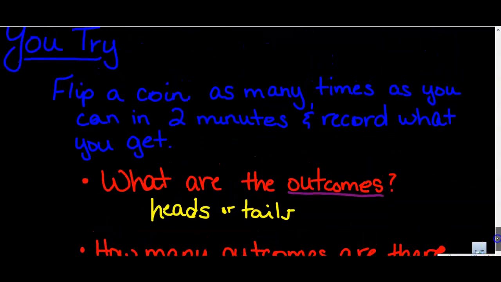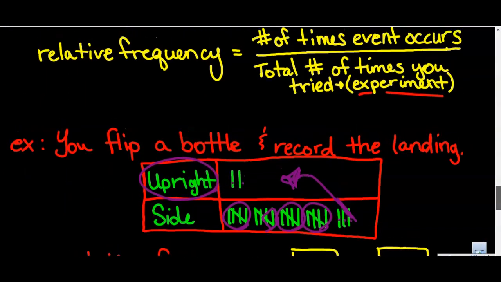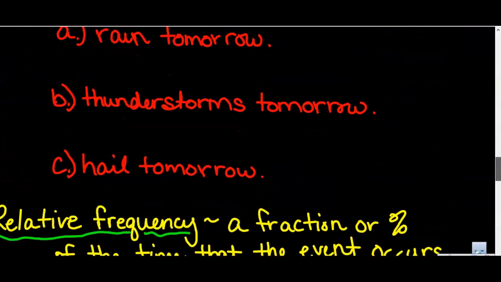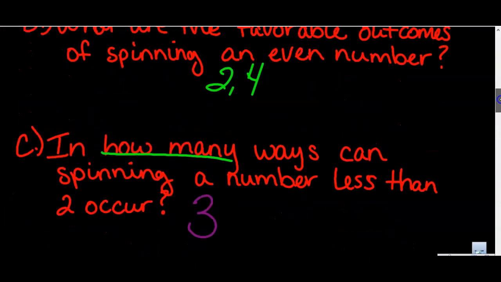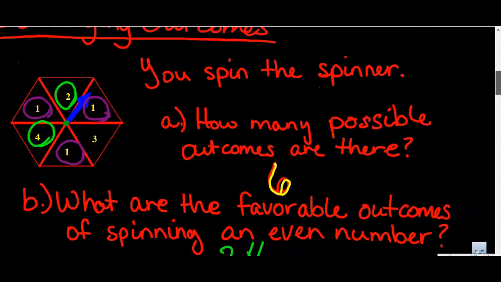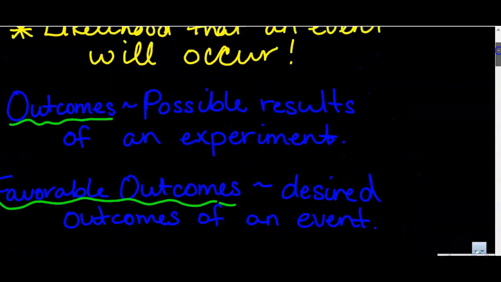In this video, we discussed how to calculate relative frequency of an experiment, describe the likelihood of an event occurring, and how to identify outcomes of any experiment or event.